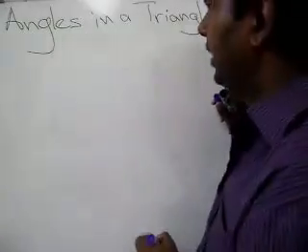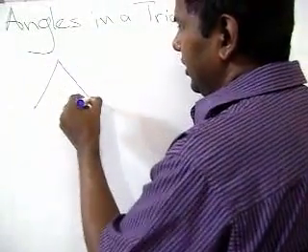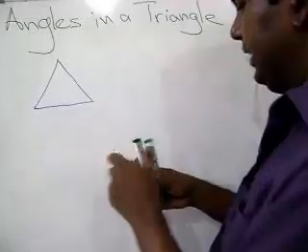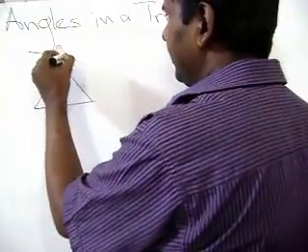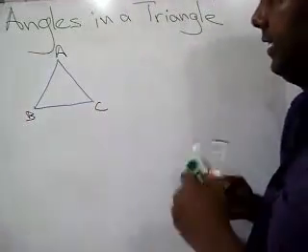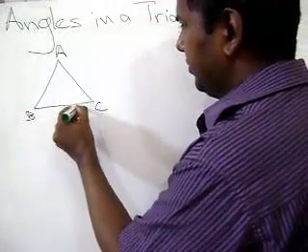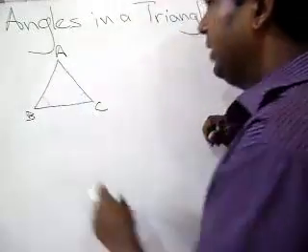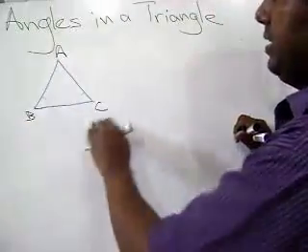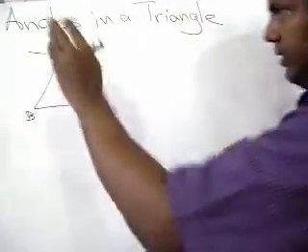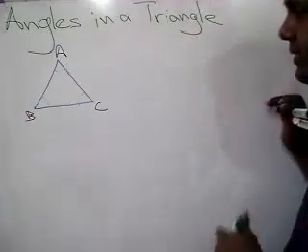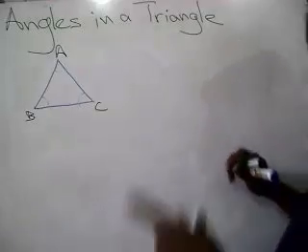Okay, so still we are in angles in a triangle. So now we have to prove a different theorem. So let's take the triangle ABC. Now we have to prove that the size of the angles of a triangle, let's say this triangle ABC, BCA and CAB, the total of these three angles should be equal to two right angles.